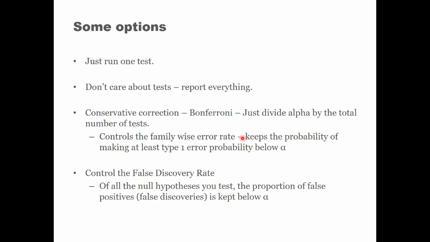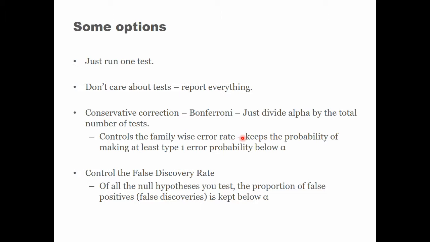And all you do here is, at the beginning of the trial, you set your type 1 error rate to be 5%, alpha. You just divide it by the total number of tests. So if you do 10 outcomes, and you start off with alpha of 0.05, you'll divide that by 10, and now your alpha will be 0.005. Now what that does is it controls what we call the familywise error rate, which keeps the probability of making at least one type 1 error below 5%, or alpha, whatever you set alpha to, which is usually 5%.